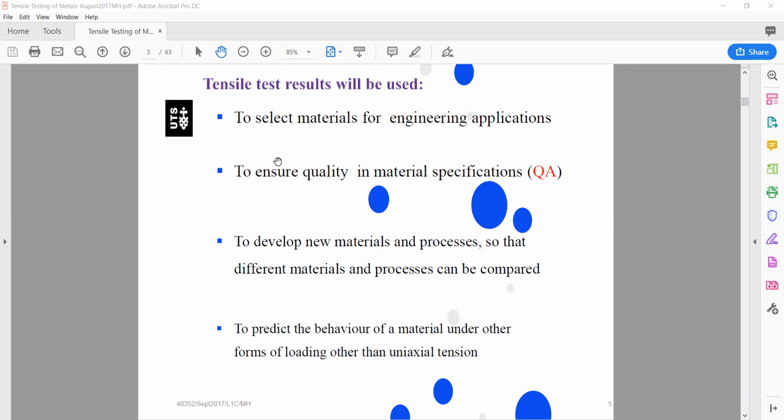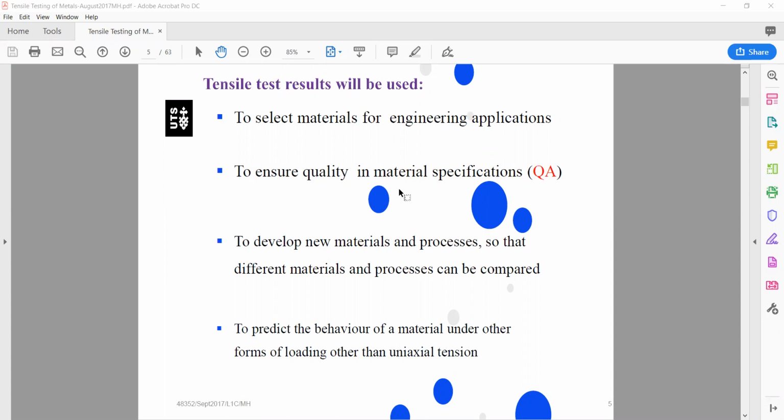So why do we need to do tensile tests? To select materials for engineering applications. In order to select the right materials for different engineering applications, you need to know the properties of the material, and the properties of a material can be obtained after you test it. One of those tests is the tensile test.